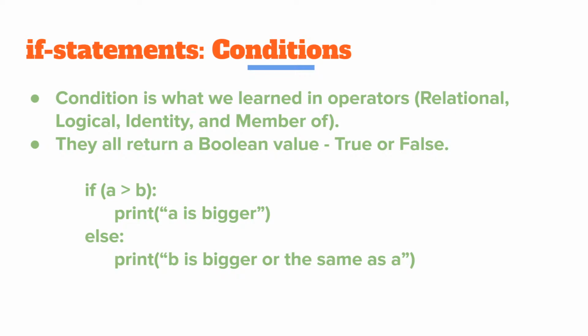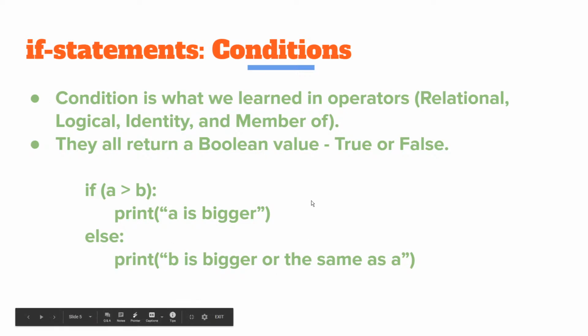Alright, so conditions. Conditions is something that we learned about in operators. We learned about the relational, logical, identity, and member-of operators, all those operators. And we learned that all of those return something called a Boolean value, which is either true or false. And here we have an example of it.